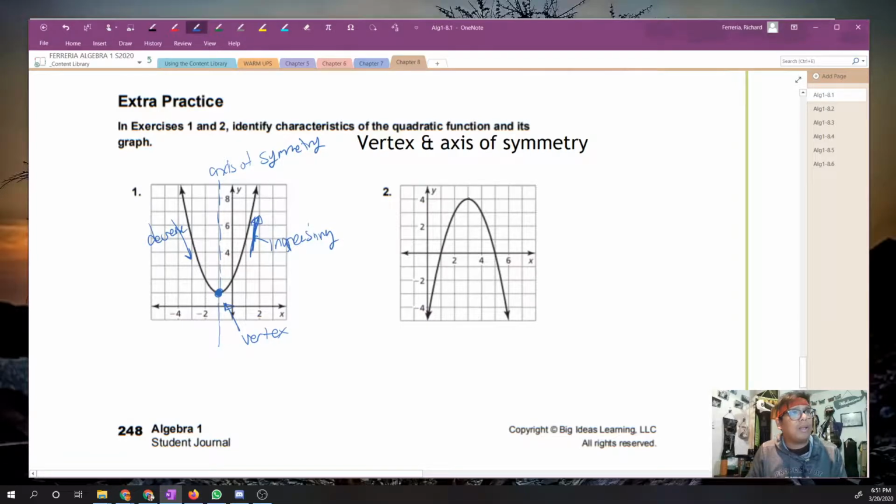Let's do it again. Here's the vertex. This is the axis of symmetry. Try to write with a thicker line on this one. Axis of symmetry, AOS. That's what we do in calculus. This is increasing because it's going upwards. This is going downwards, so it's decrease. Remember, always read your graphs from left to right.